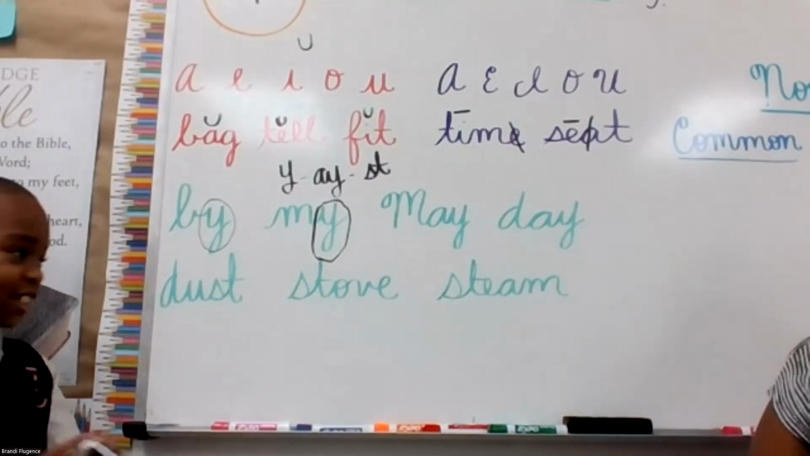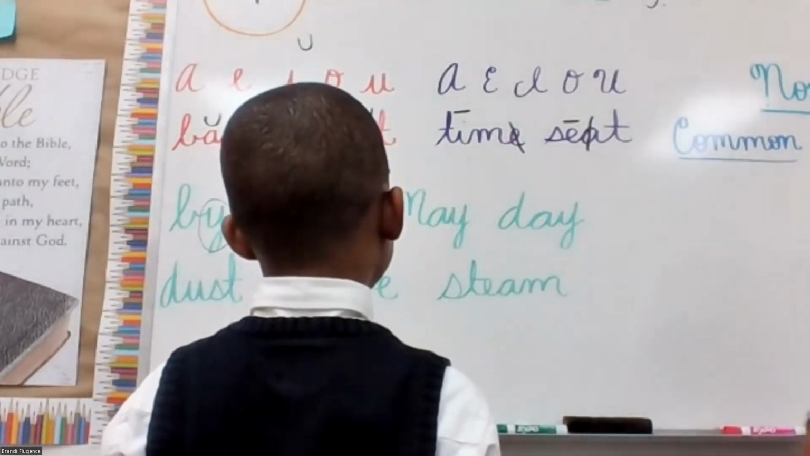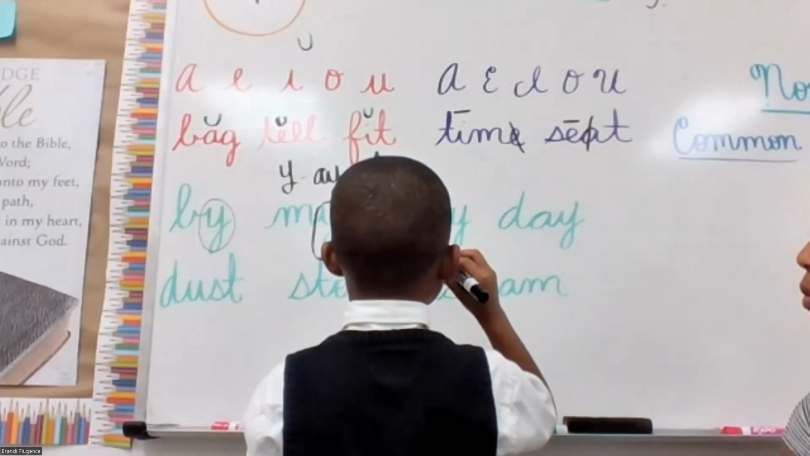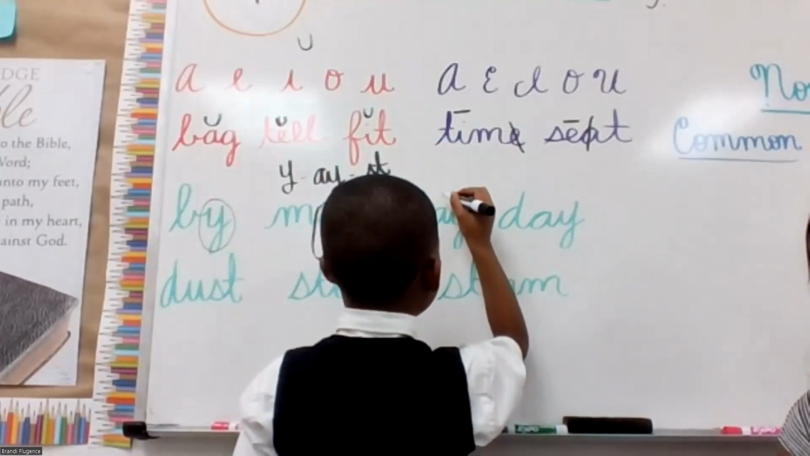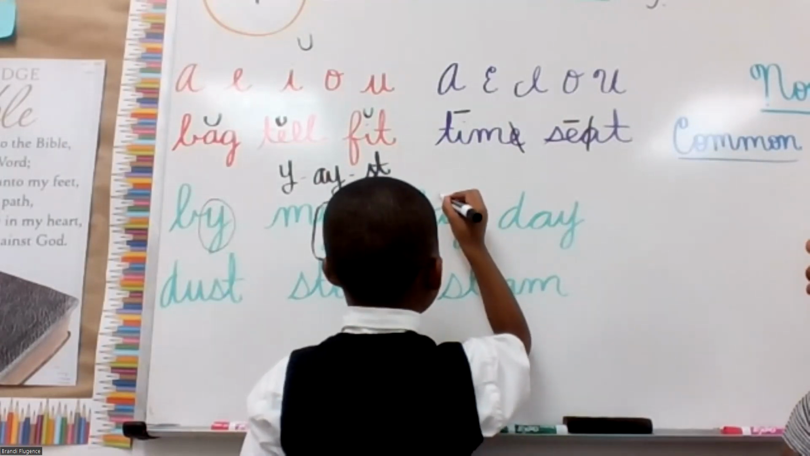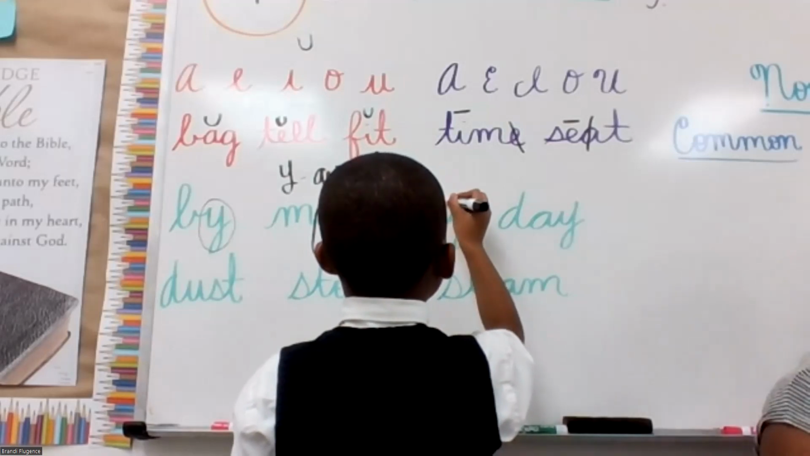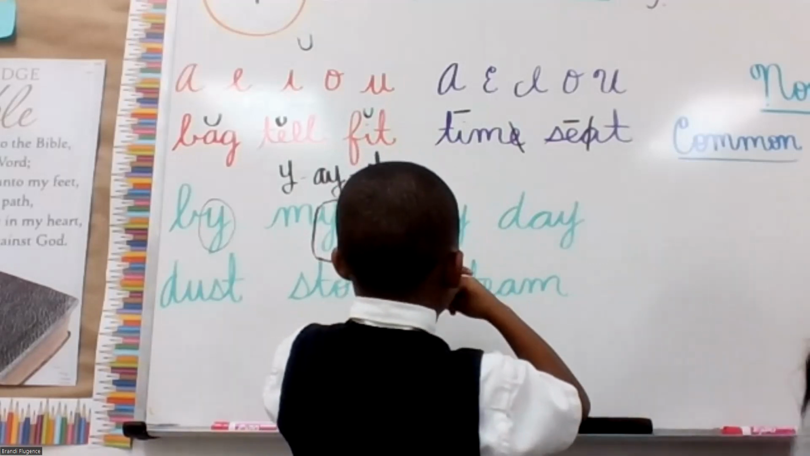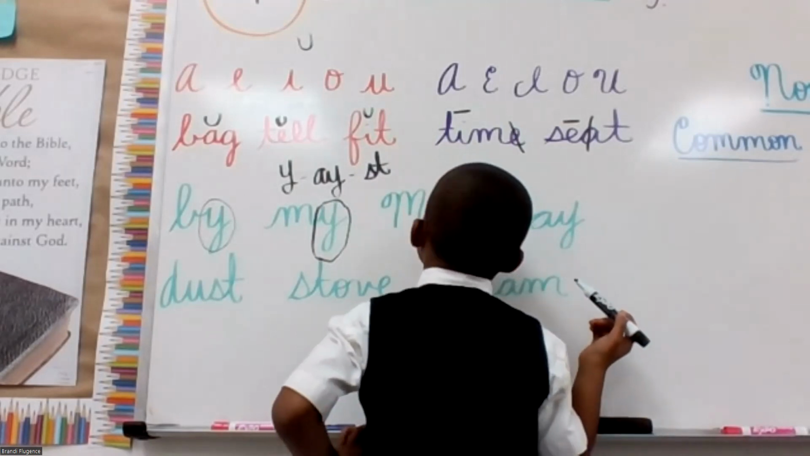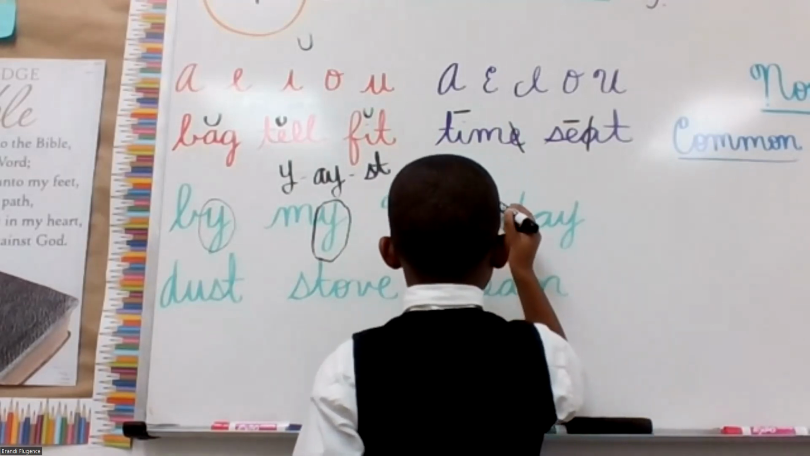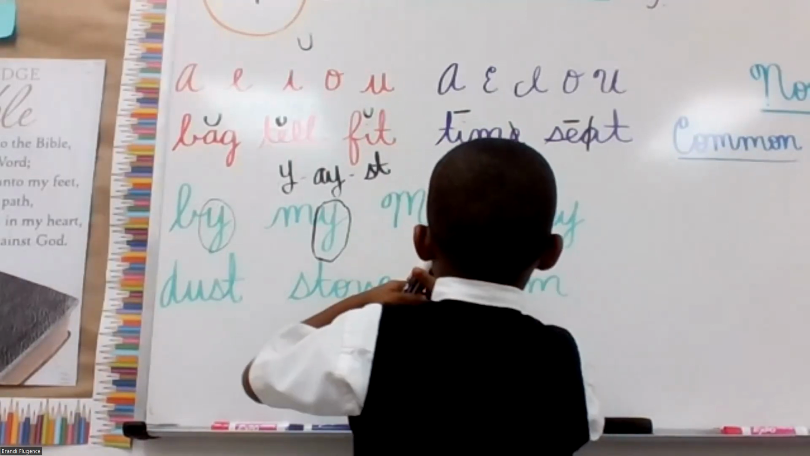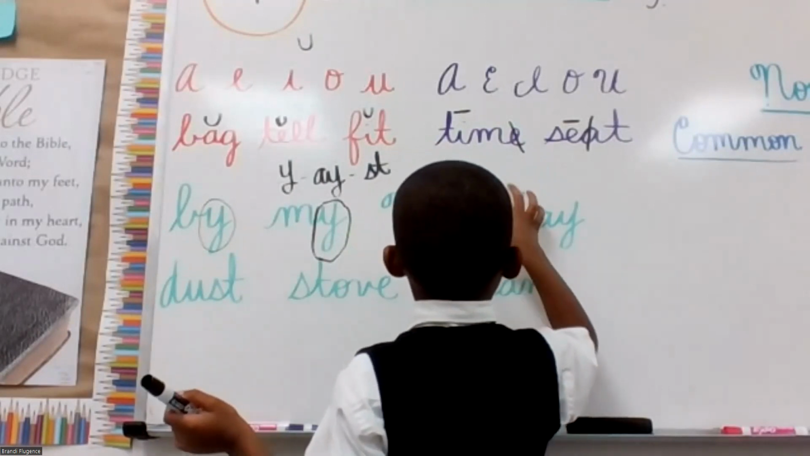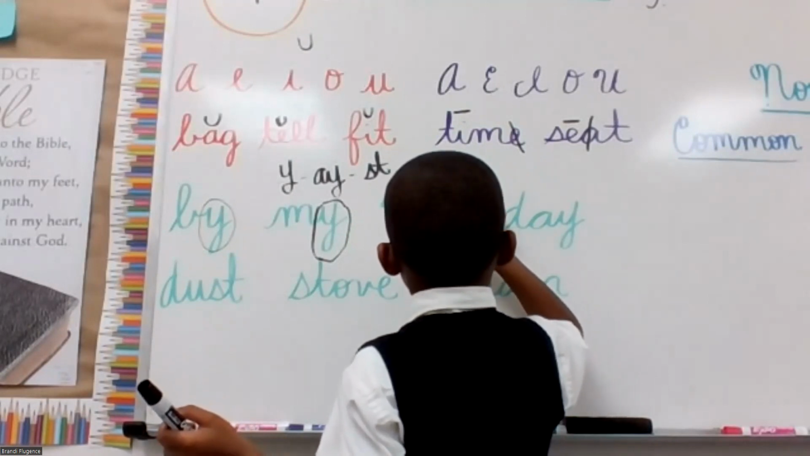Come on, Brady. Give it to me. Look at it closely. Okay, vine. Anybody can give me my blend for vine? Okay, Avaya, blend. V-I. How do I mark the vowel? With the line. Good.